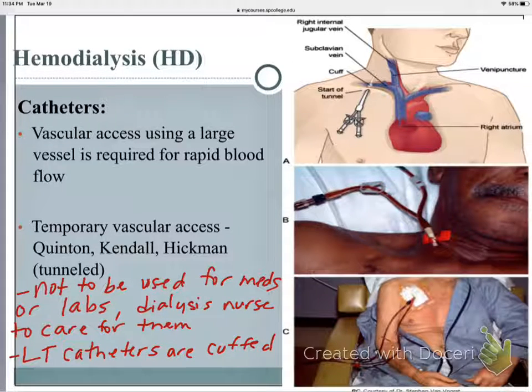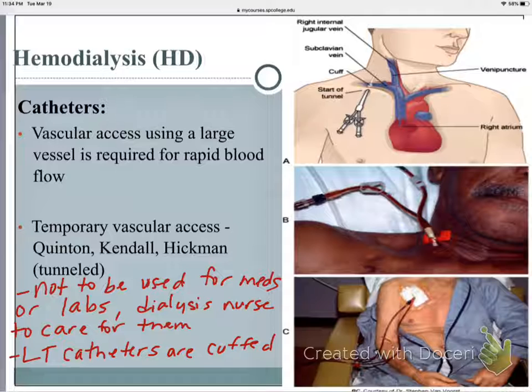So here's a couple pictures of your dialysis catheter. They're using a large vessel, which is required for rapid blood flow. Usually they're placed in the subclavian, right or left. Again, not everybody's a candidate for this. Some people don't have really good vascular access sites. Temporary ones are the Quinton catheter. Some are Kendall or Hickman, and those are tunneled.